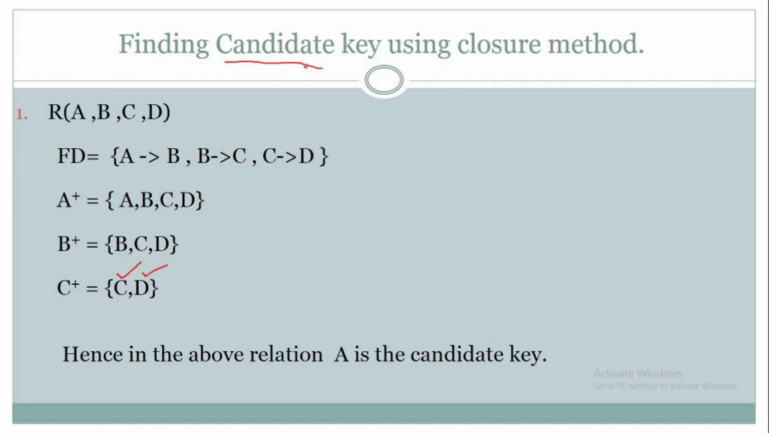A candidate key is the one which identifies all the other attributes. Looking at this closure method, I can say A is an attribute that determines all other attributes, that is A, B, C, and D. Whereas B can determine only B, C, and D. It cannot determine A. Whereas C determines only C and D. So the candidate key is A, because it can determine all the rest of the attributes of the relation schema R.